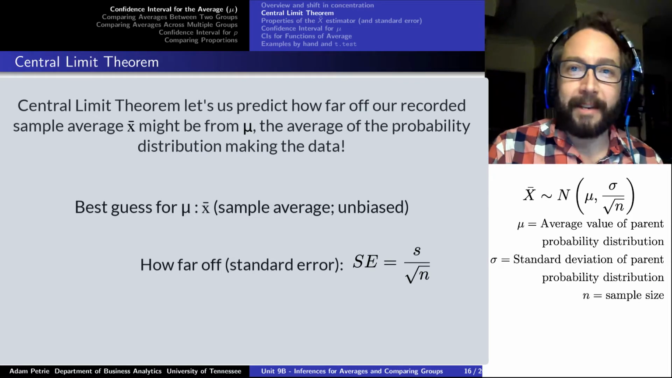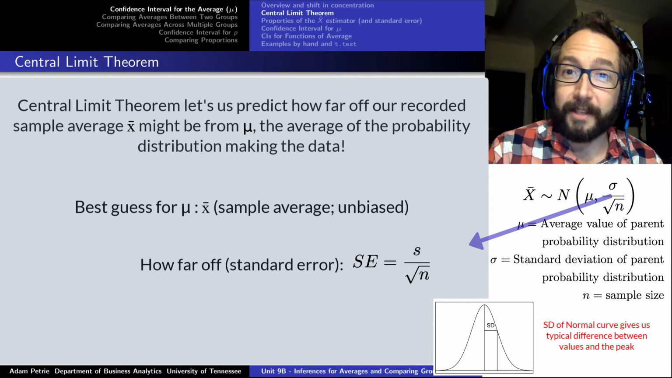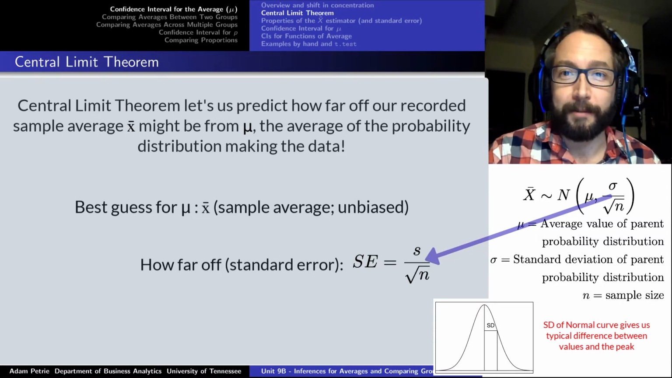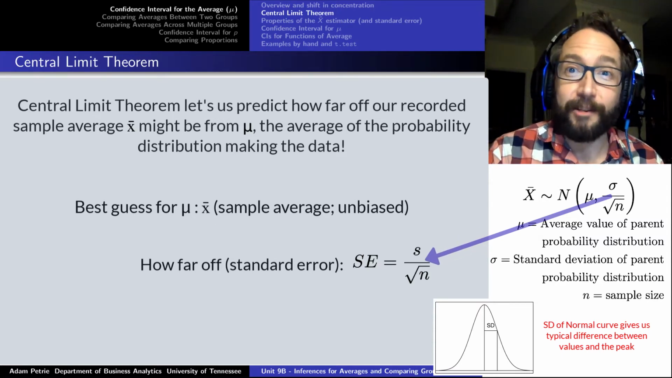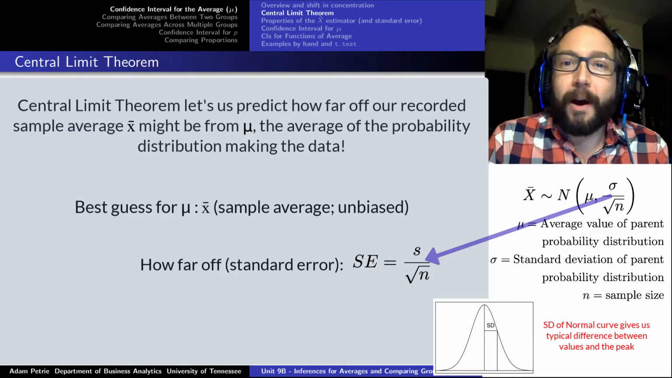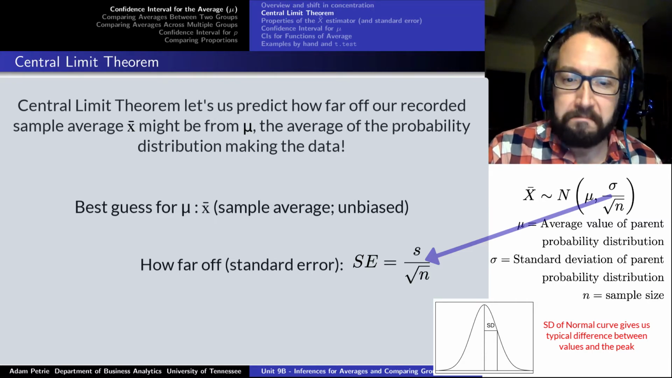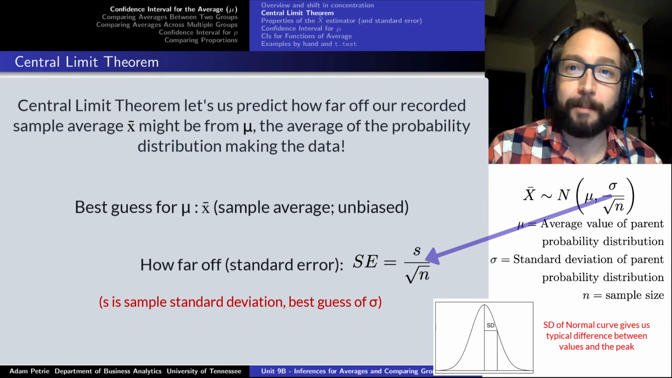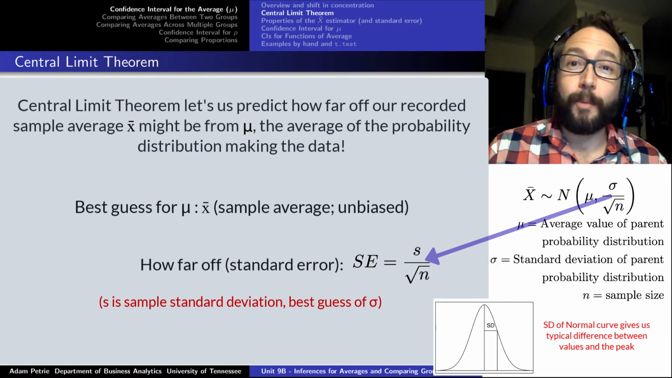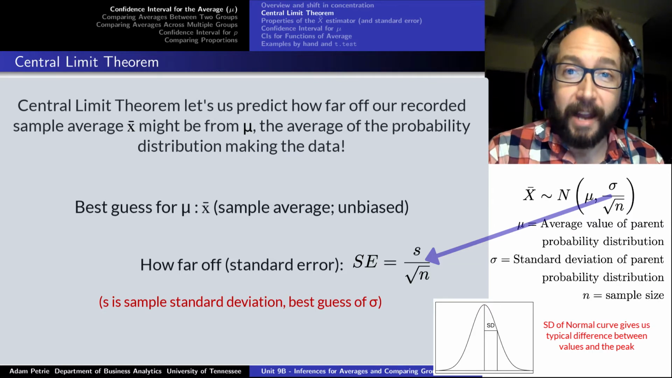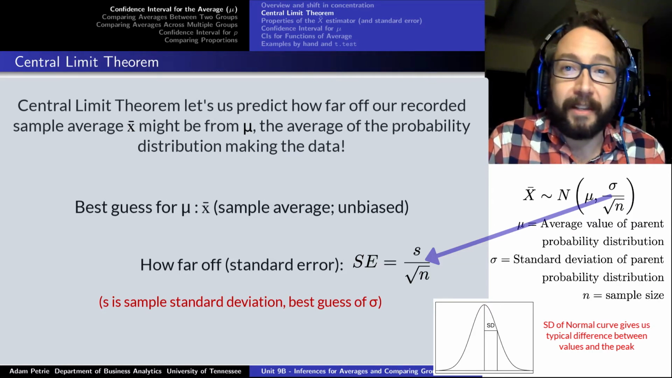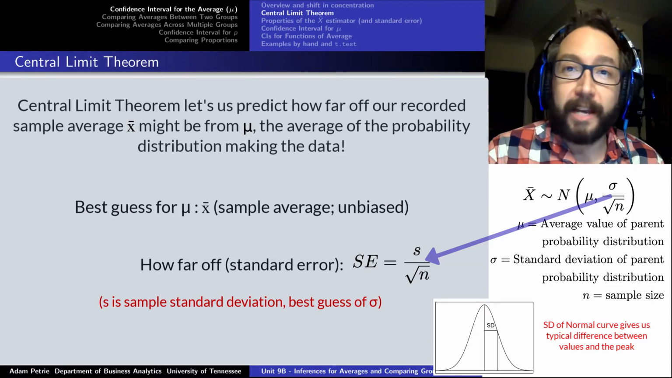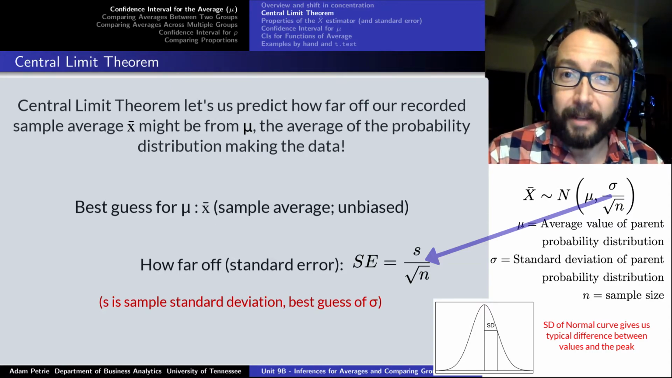Now, to estimate the standard error here, well, the standard deviation of that normal curve of the sampling distribution is sigma over the square root of n, sigma being the standard deviation of that probability distribution making the data. I don't know what sigma is, so I also have to estimate that value. What could I use? Well, I could use the sample standard deviation to estimate sigma here. And so that's the way that we're going to define the standard error of the sample average, how far off we think that sample average might be from mu. We'll take our sample standard deviation and we'll divide by the square root of n.